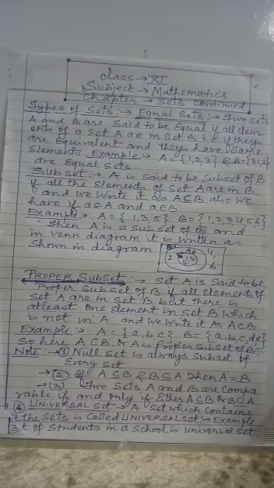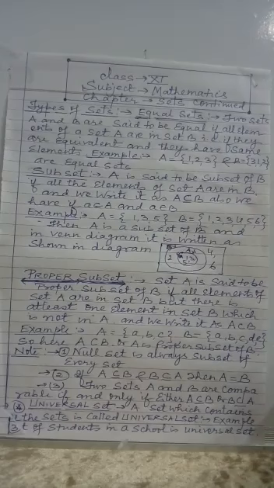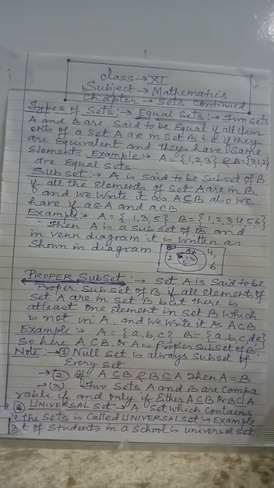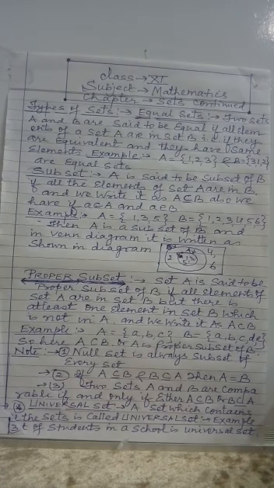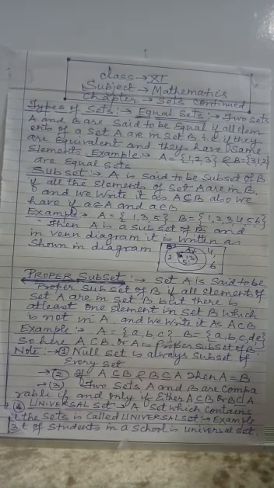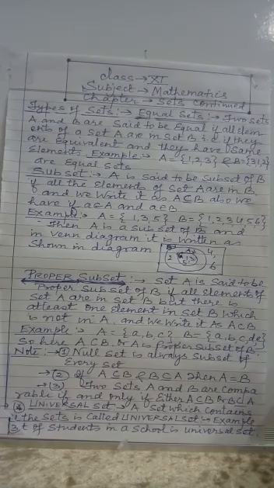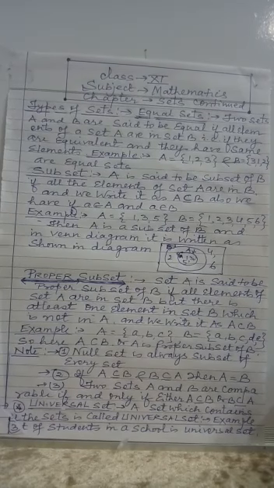Then proper subset. Set A is said to be a proper subset of B if all elements of set A are in set B, but there is at least one element in set B which is not in A, and then we write it with the symbol A is a proper subset of B. Example here I have taken, if A equal to set {a, b, c}, B equal to set {a, b, c, d, e}, then here A is a proper subset of B, and as you see, the 3 elements a, b, c in set A are also present in B besides other elements in set B. So A is a proper subset of B, as we can say from this example.